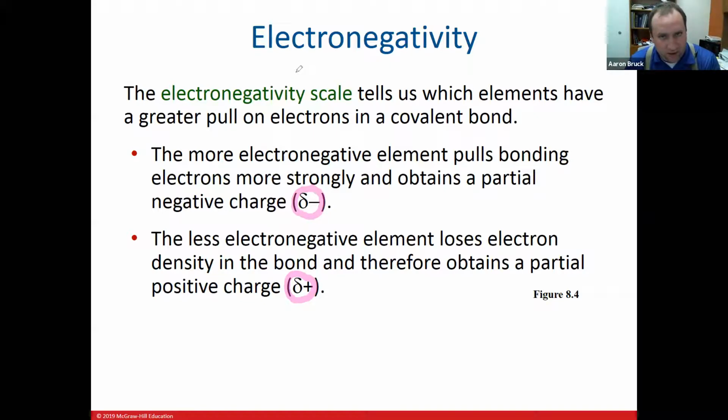And so what this creates is, if we have a bond that is being introduced, then what we will see is that the side that is more electronegative is going to end up having a partially negative charge, and the side that's a little more electropositive, that has a lower electronegativity, is going to have a slightly positive charge on it.